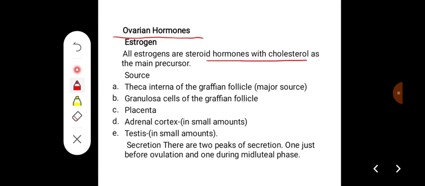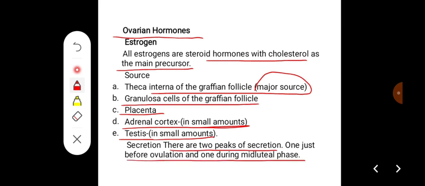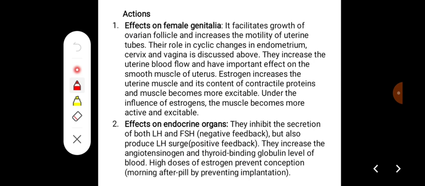Hormones with cholesterol as their main precursors. The sources of estrogen are the theca interna of the Graafian follicle, which is a major source, and granulosa cells of the Graafian follicles, placenta, adrenal cortex in small amounts, and testis in small amounts. Secretion: there are two peaks of secretion, one just before ovulation and one during mid-luteal phase.